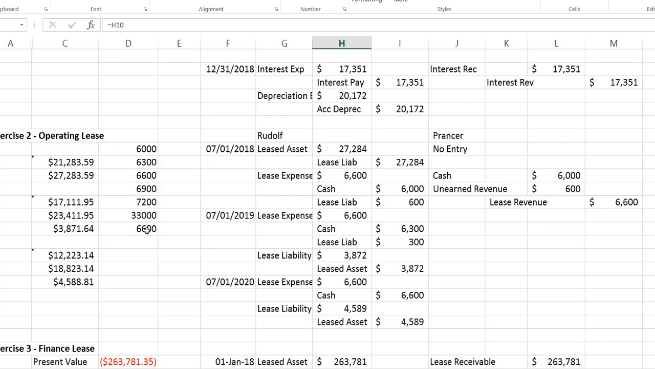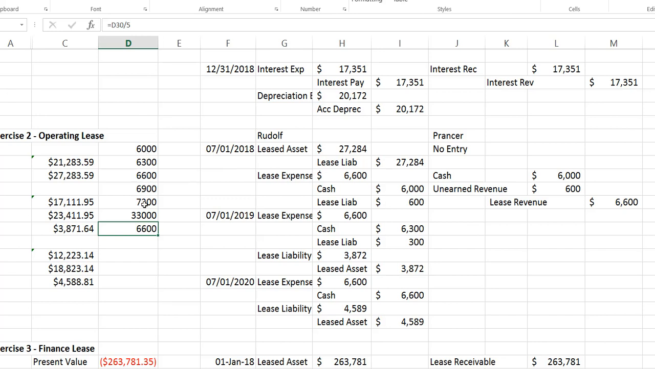We add those up and we get an average, or if this was a straight line, meaning each year we pay the same amount, to get the same amount, it would be $6,600. So when we record lease expense and lease revenue, it should be at the $6,600, regardless of how much is paid. So that's the first thing we have to remember, is that you add up the payments.